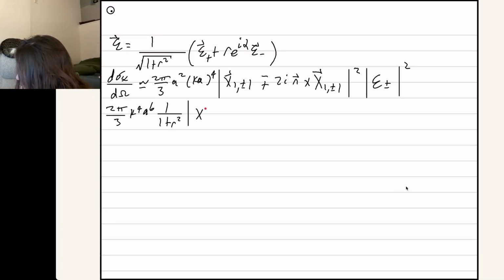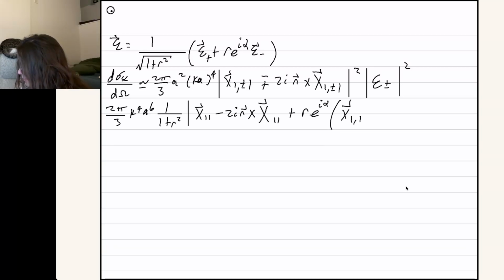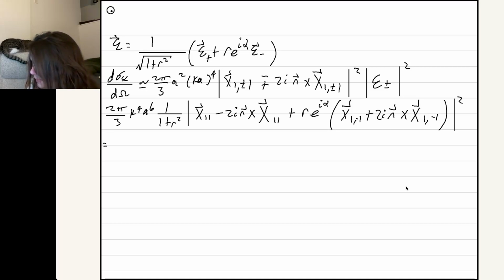So you're going to have a term proportional to X11 minus 2i n cross X11, but then also a term proportional to r e to the i alpha, all of this times spherical harmonic X1,-1 plus 2i n cross X1,-1. And you take the square modulus of all that stuff, which is a pain.